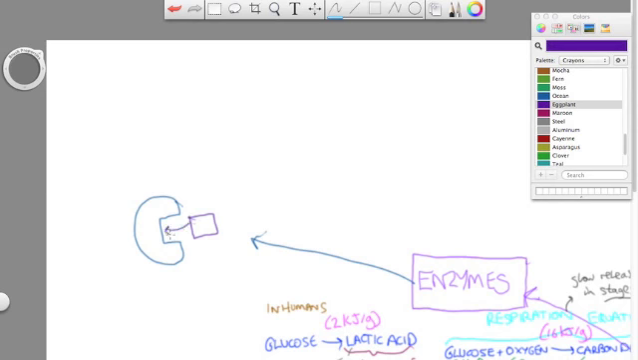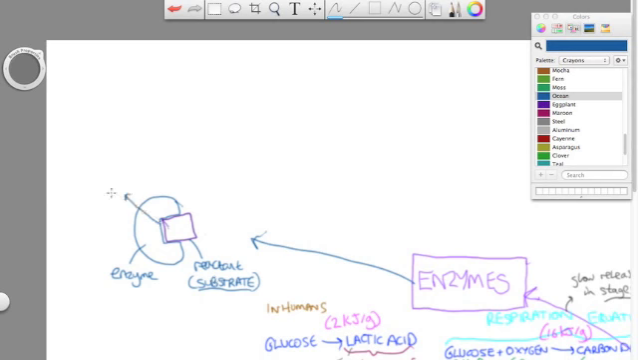This is an enzyme I'm drawing, and next to it I've shown you how a substrate combines to the enzyme. So the reactant is called the substrate, and the enzyme basically doesn't react with the reactant or the substrate, but it speeds up the chemical reaction without being used up. And the active site is a part of the enzyme that the substrate binds to.